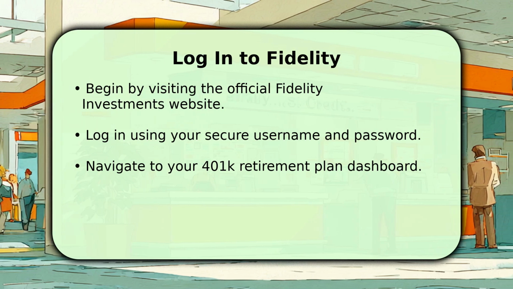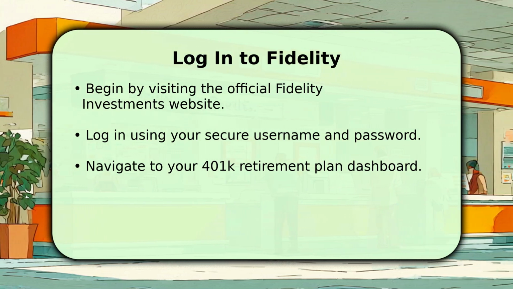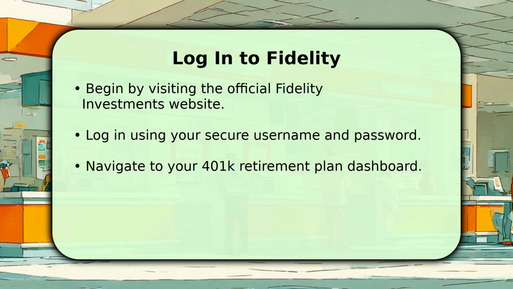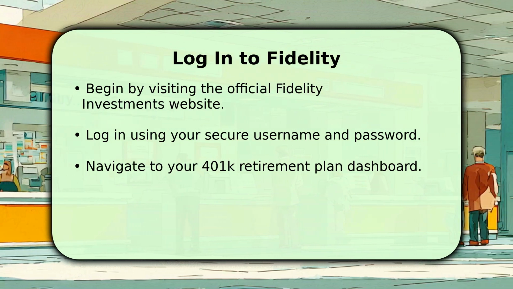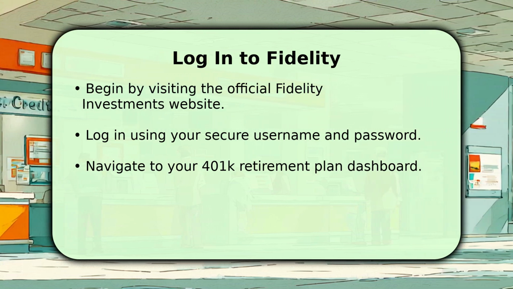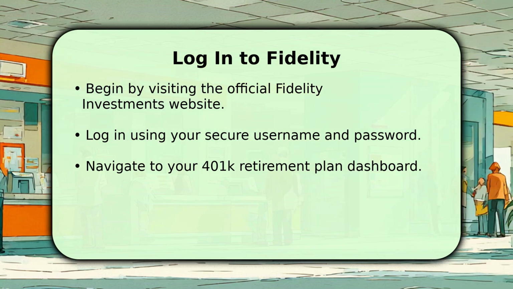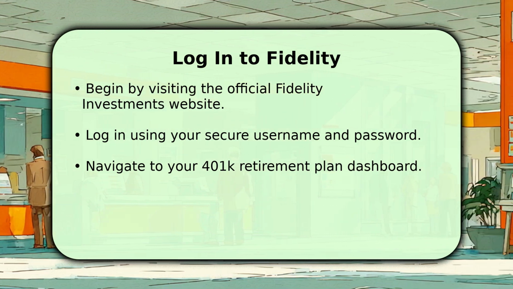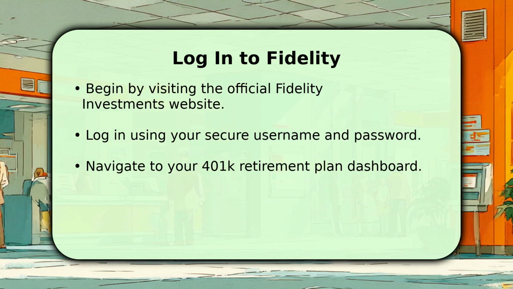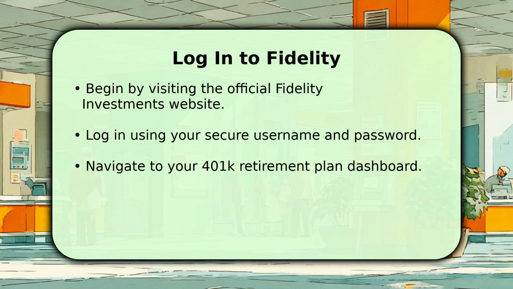To begin, open your web browser and go directly to the Fidelity Investments website. Once there, you'll need to log in using your personal username and the password you've set up. After successfully logging in, look for your specific 401k retirement plan, which is usually prominently displayed on your main dashboard or under a section like Accounts and Trade. This is your gateway to managing your investment options within the plan.